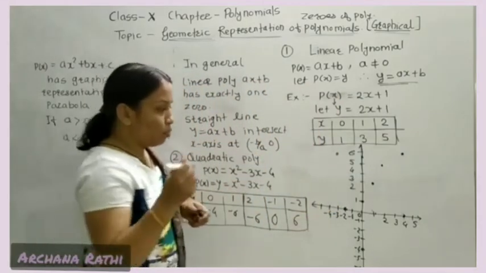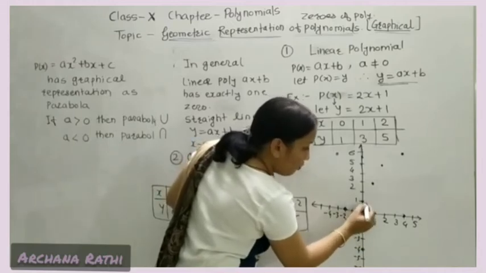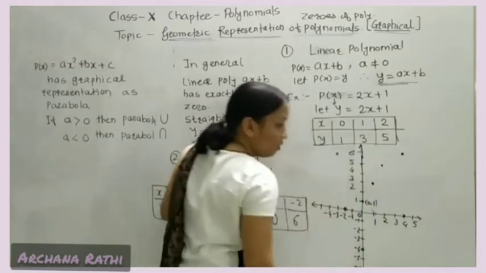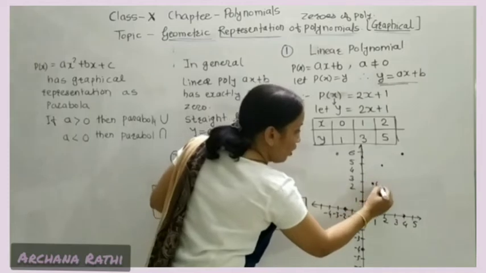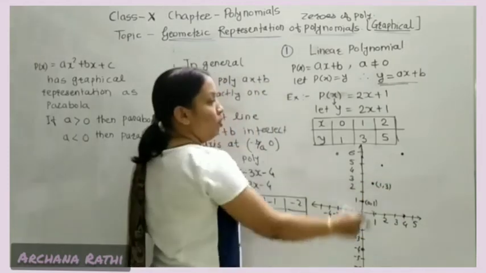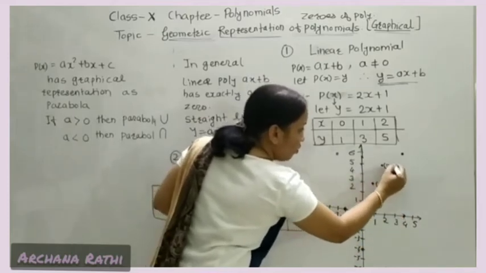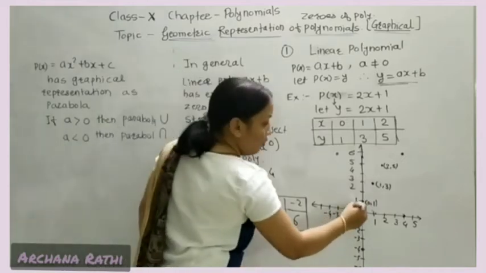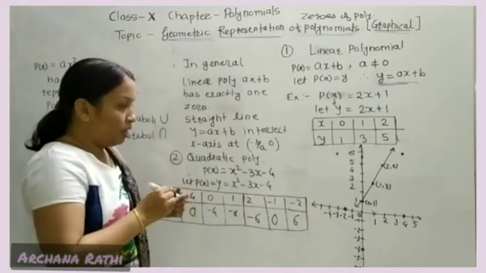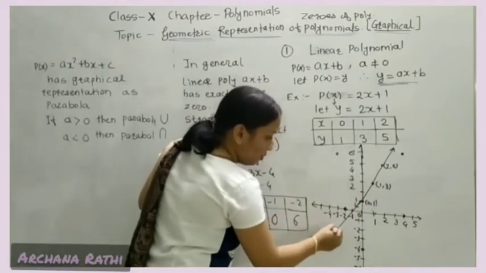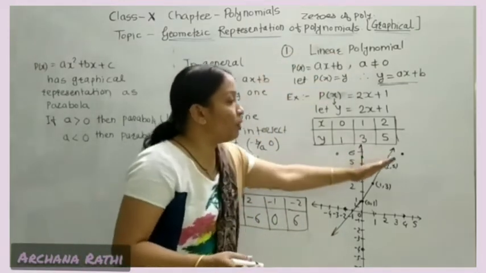Now we are going to plot these points. This is (0, 1), this one point. Now (1, 3): 1 here and 3 here. Now (2, 5): 2 and this is 5. If you join these points, you will get a straight line. This is nothing but the geometrical representation of this polynomial. The geometric representation of a linear polynomial is a straight line.